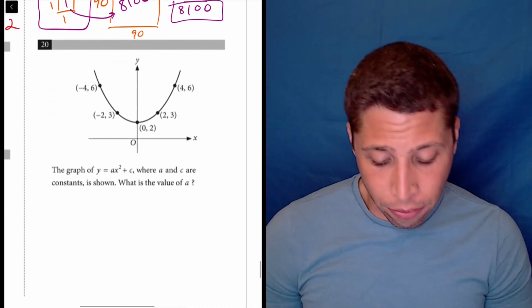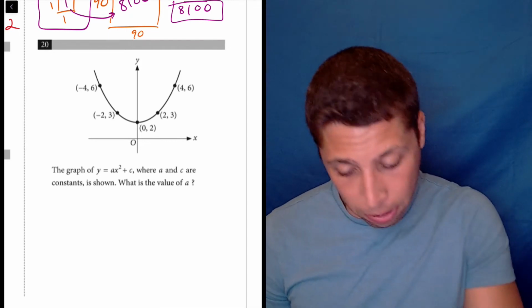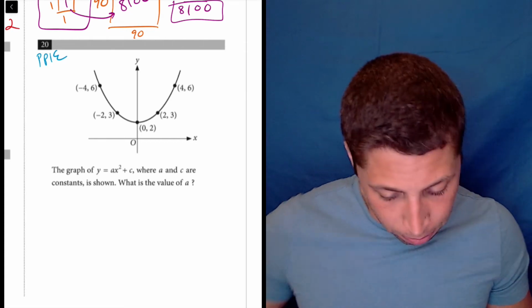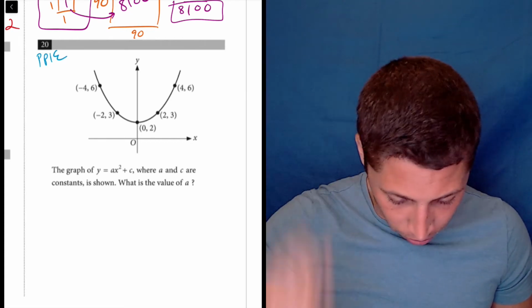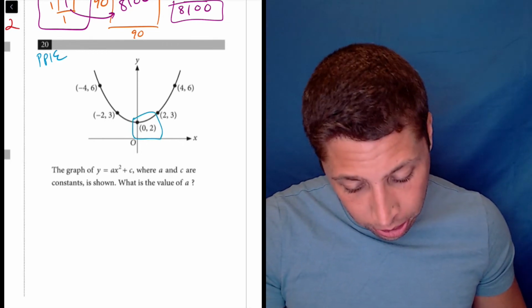All right, 20. The graph of this is shown. What is the value of A? Okay, this feels like a plug points into equations, right? I've got a bunch of points, a bunch of equations, or one equation. So let's start with the simplest point. That's usually the way to go, 0, 2.